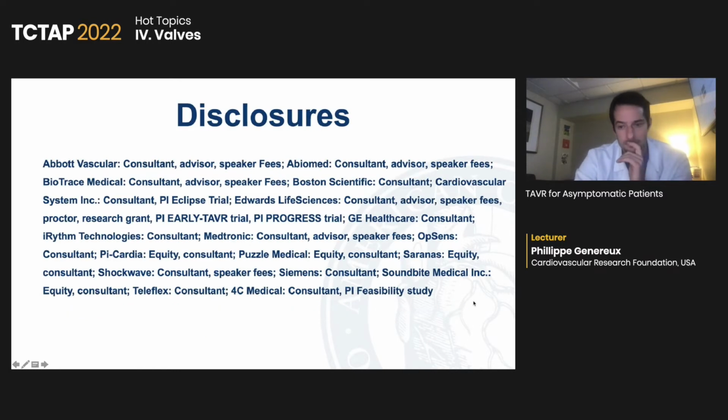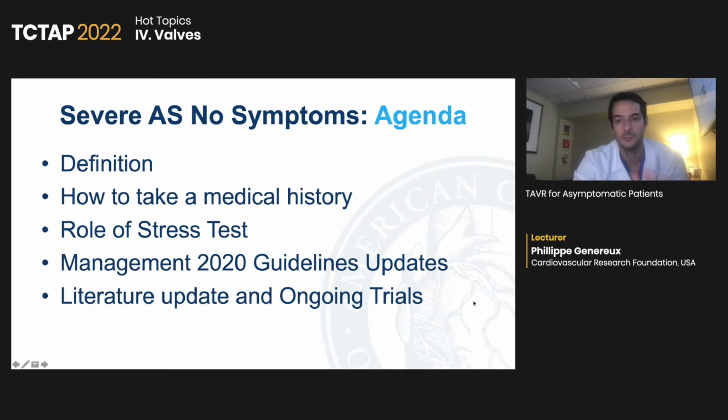For my disclosure, I'm going to touch base first of all on defining what is severe AS with no symptom based on the recent guideline. Then I'll touch on how to take a medical history, the role of stress test, the new guidelines, and an update of ongoing trials and a recently published trial.